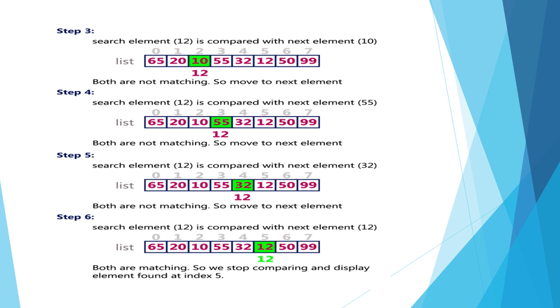Then the element we are searching. So the searching takes place to the next element, that is 55, which is present in index 3. So 55 is not equal to 12. Next it searches the next element 32, which is present in index 4. Here also 32 is not equal to 12. So the searching takes place to the next index, the fifth index, that is 12. Here the searching element is equal to the element present in index 5. So it will return the index 5.